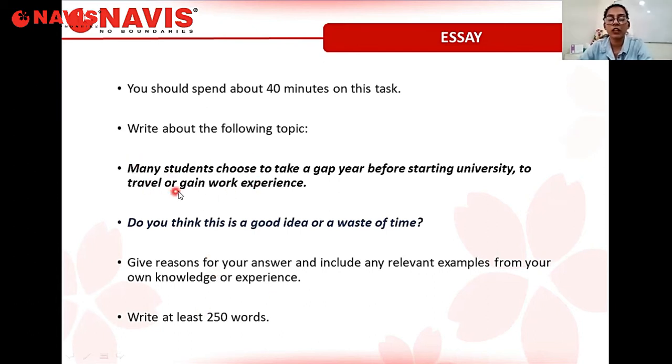So this is something called the topic question, and this is known as the introductory question. Like you see, many can also be replaced by something like majority, right? You have to find synonyms for the keywords. So here the keywords can be gap year, travel, and gain work experience. So we will further see how I have written the essay.